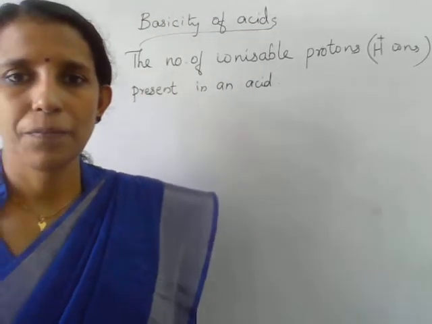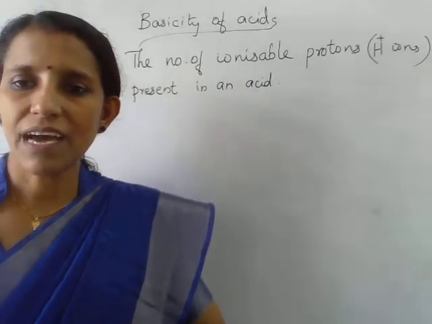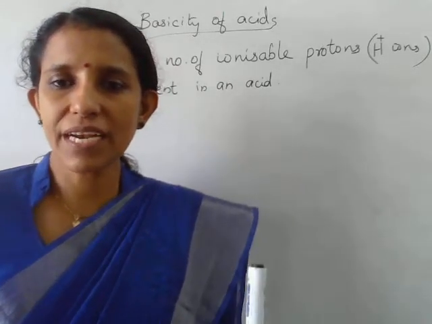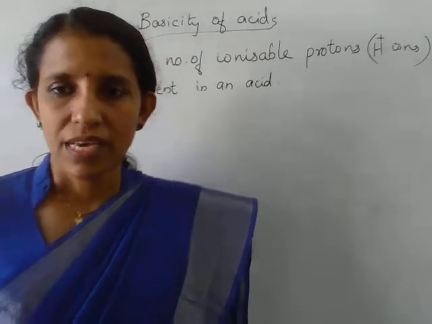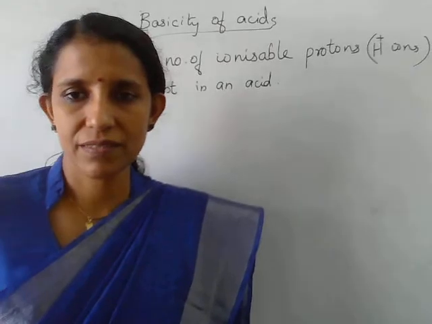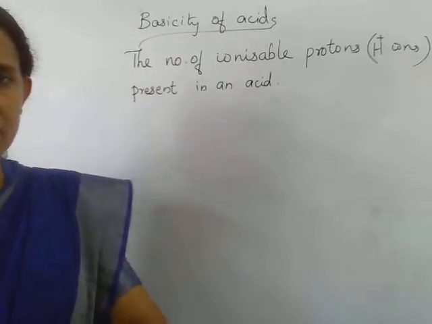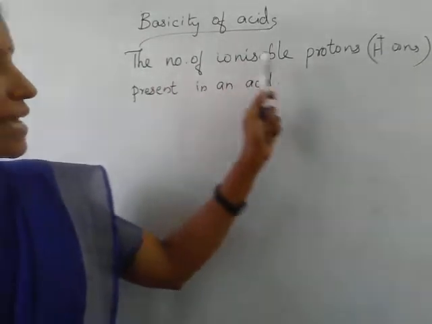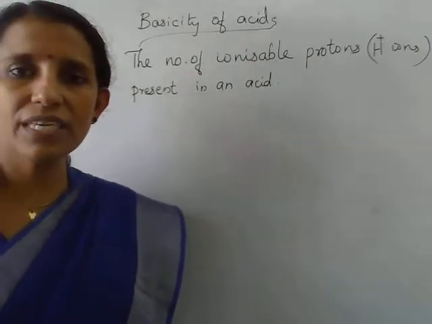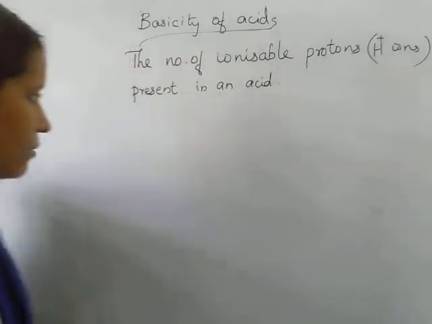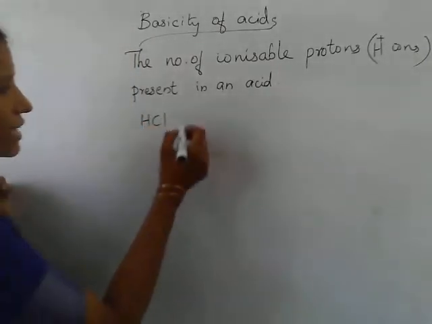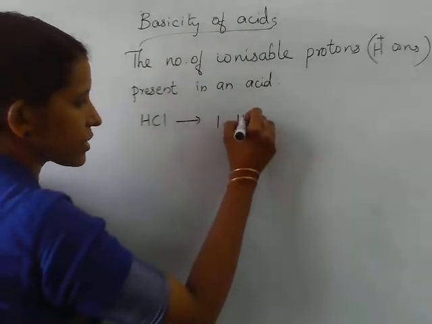Basicity of acid. We studied that acids can donate protons. Acids can produce hydrogen atom as H plus ion. The number of H plus ions that can be produced from an acid is called its basicity. That is, the number of ionizable protons present in an acid is called its basicity. For example, if you take hydrochloric acid, HCl, HCl can produce 1 H plus ion, right?